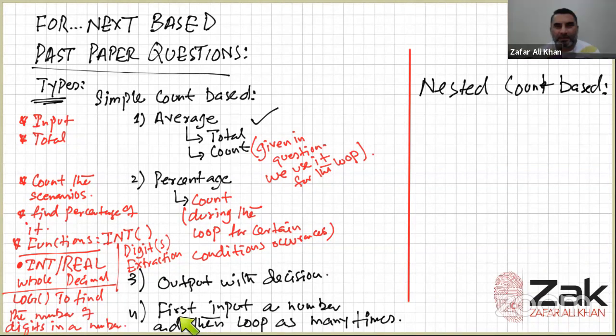Yes, we will be discussing it. That slipped out of my mind. We will be discussing it. And then we have got first input a number and then loop as many times, because it is a for-next based number, but it is not given in the question. Rather, they ask you to input it first and then loop as many times.